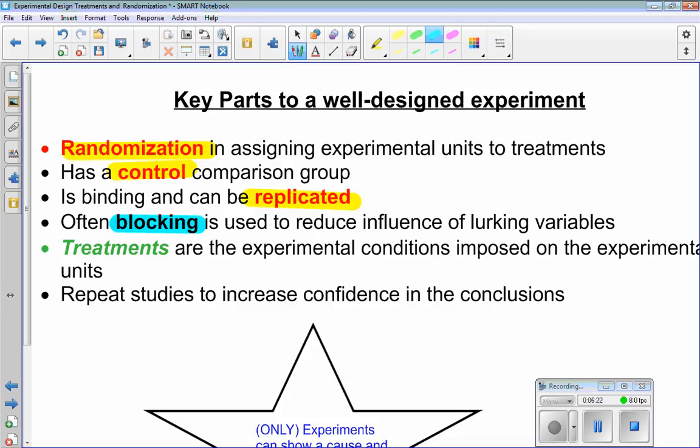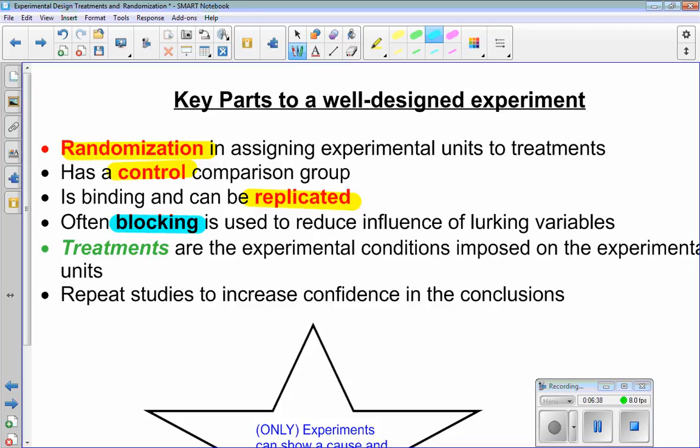How could I randomize this case? Am I going to take volunteers? Am I going to randomly select people to be a part of my experiment? No. Oftentimes, subjects that are involved in experiments are not randomized.